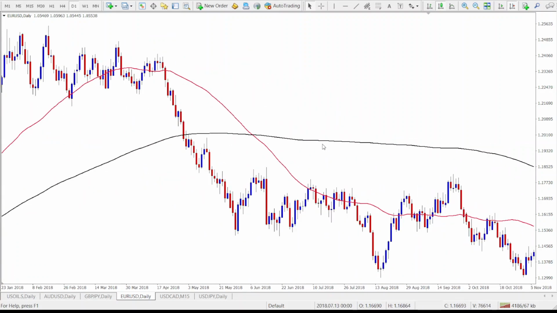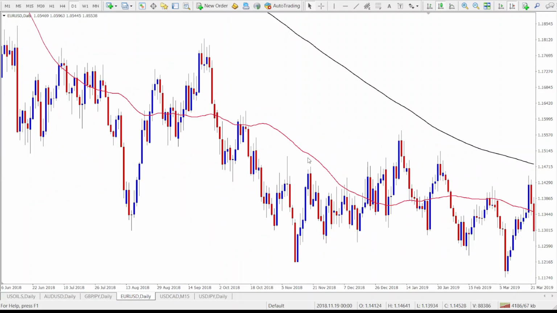Now, it's important to wait for the crossover to be confirmed, meaning that the price should stay above or below the moving averages for a period of time before you take action. This reduces the risk of false signals and improves the reliability of the crossover.